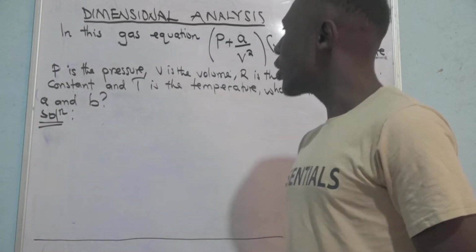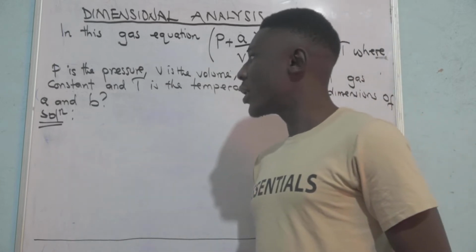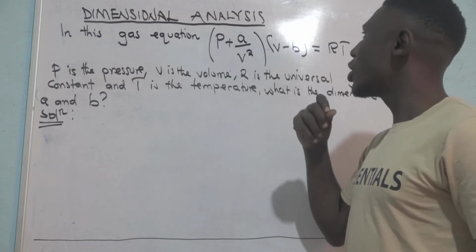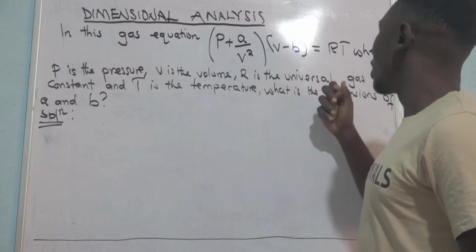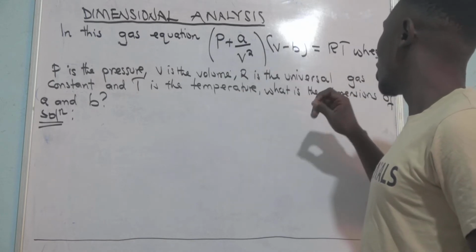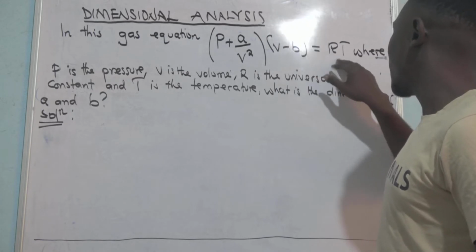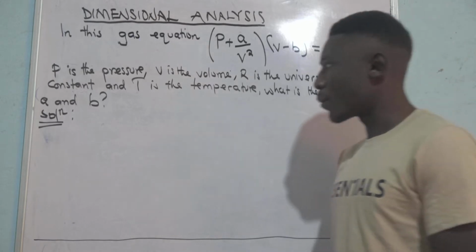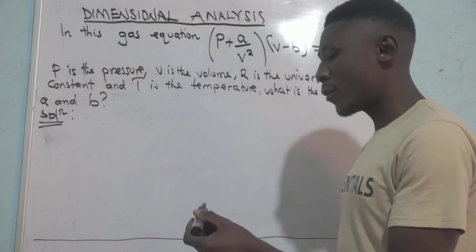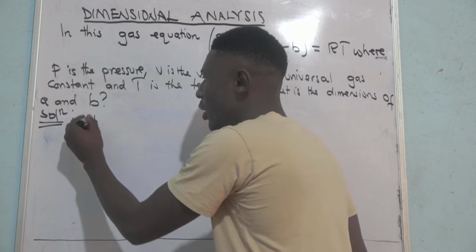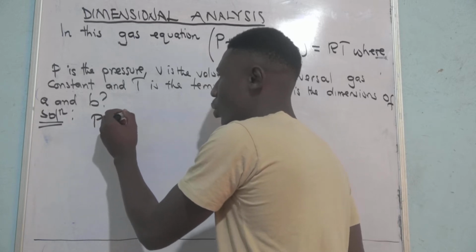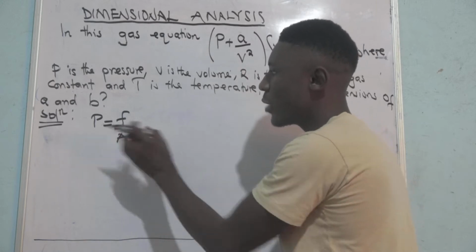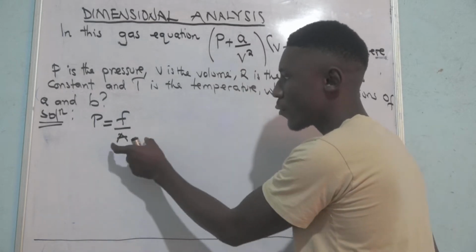So now, for us to find the dimensions of a and b, we first need to know the dimensions for P, which is pressure, and the dimensions for V, which is volume. Considering this part, R is a constant, meaning it has no dimensions. So we first find the dimensions for pressure. Now we know that pressure is simply equal to force over area, so we can get the dimensions from the formula.